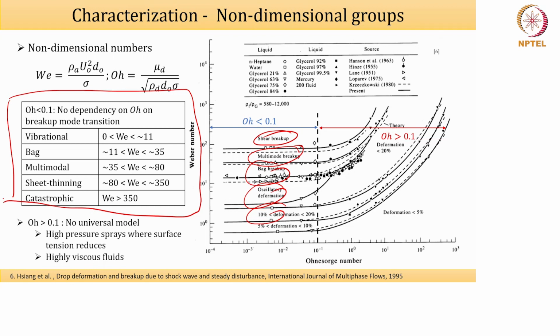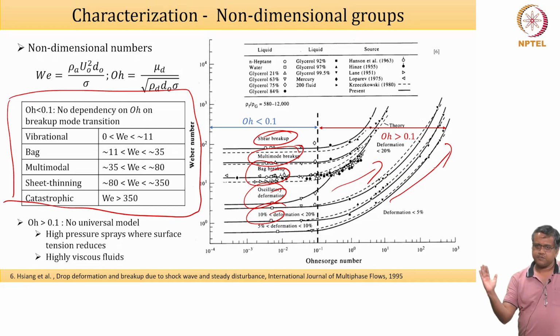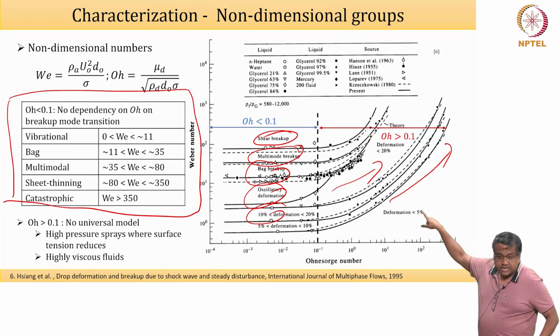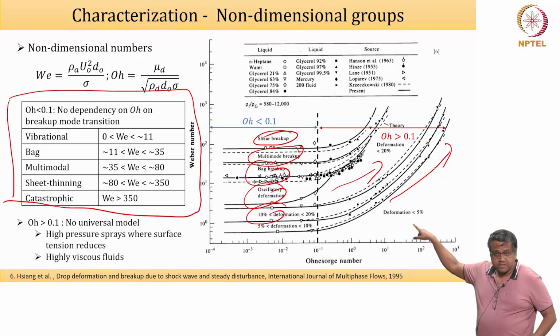Things start to get a little interesting, intriguing rather, as you go to the higher Ohnesorge number range, which is one way of saying higher viscosity fluids, or high pressure sprays, both. In these cases, look at how the curve actually turns up. As the Ohnesorge number increases, the curve slope changes rather drastically. This is on a log scale, so you can see how steep the curve can be.